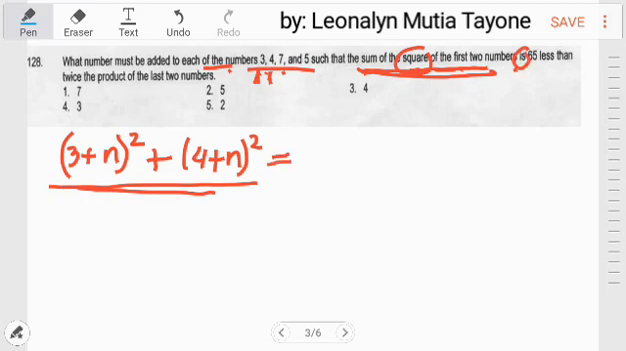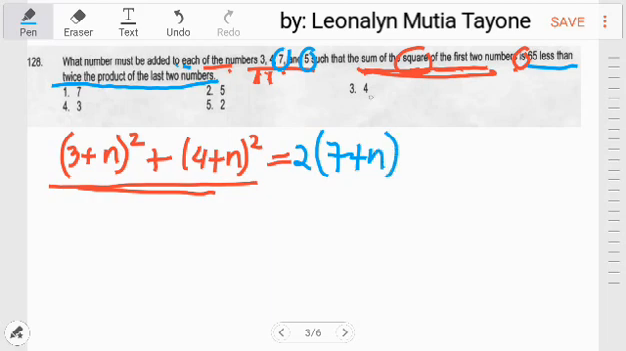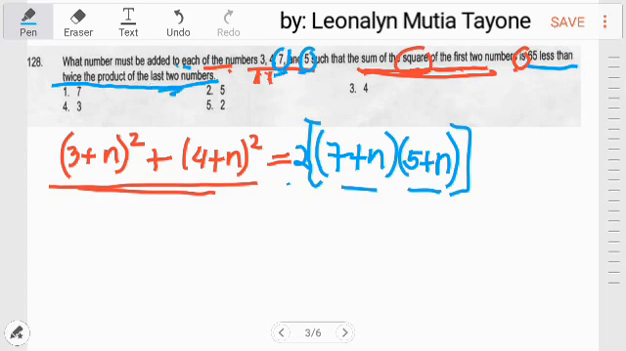Is equals, gamit tayo ng ibang kulay para klaro lang, 65 less than twice the product of the last two numbers. When we say 65 less than, that means minus 65. So, unahin muna natin itong twice the product of the last two numbers. So, 2 times, yung last two numbers, yung 7 at saka yung 5. So, i-addan pa rin natin yung n natin. Kasi, yung ano bang i-add natin na number? So, itong 7 plus n, i-multiply mo sa 5 plus n. And then, i-multiply muna natin yan. Pero pareho lang din yan kung i-multiply mo lahat yan. That is twice the product of the last two numbers na 7 at saka yung 5. Plus n kasi what number must be added to each of the numbers.